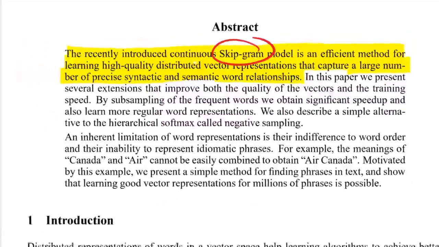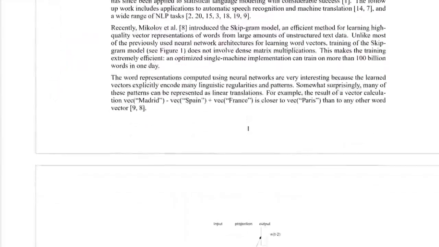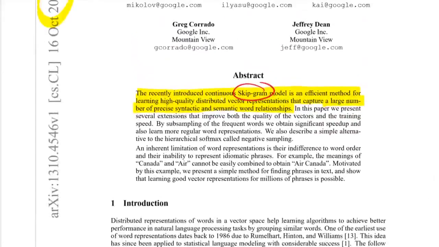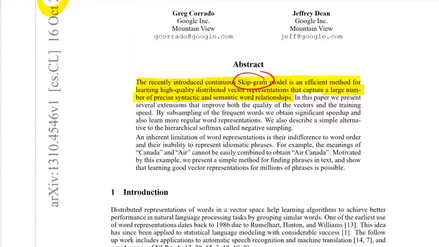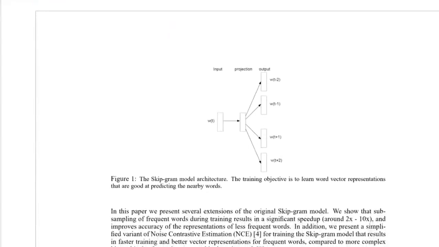As I said, Word2Vec is a series of papers. I don't think there is a paper called Word2Vec. Rather, they released the code along with the paper, and the code was called Word2Vec. So the skip-gram model was introduced previously, but it is replicated right here.